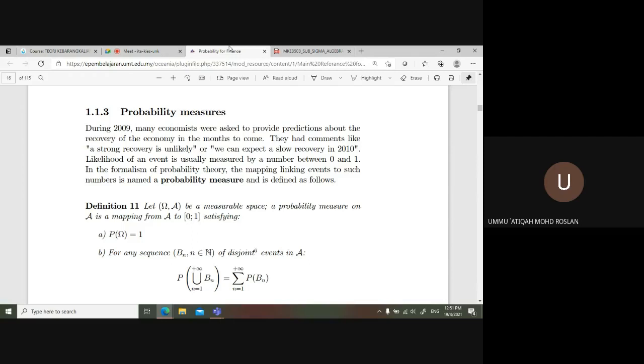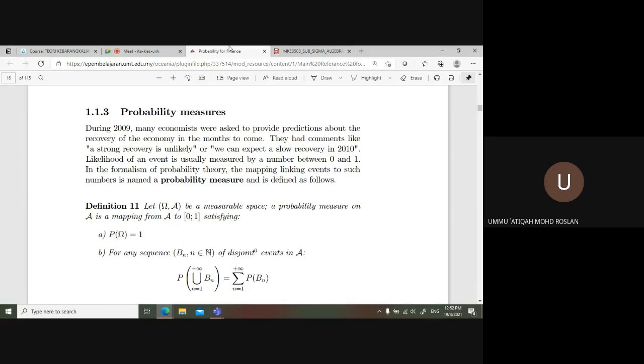Oh, hello guys. Today we're gonna learn about probability measures. So, what is probability measure all about? A probability measure is a real valued function defined on a set of events in a probability space. When I mention a real valued function, it means that the values are numbers. And why do we have to learn about this probability measure?